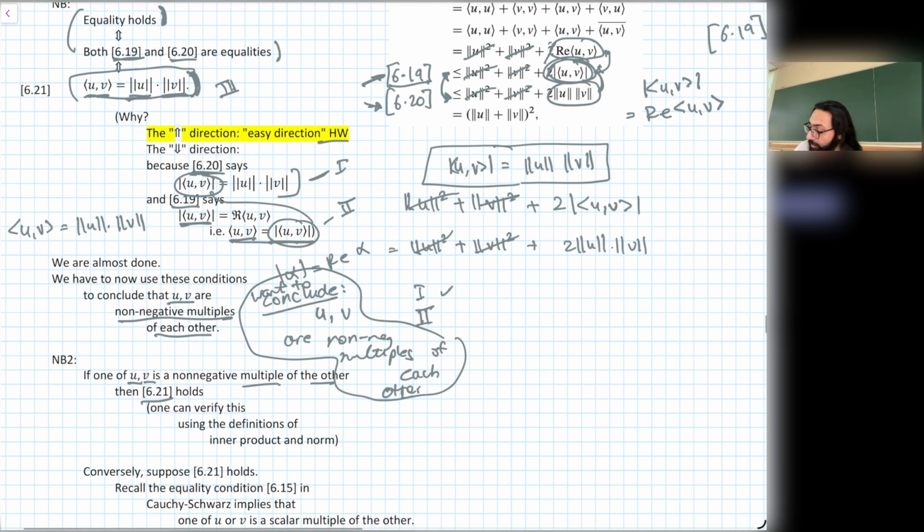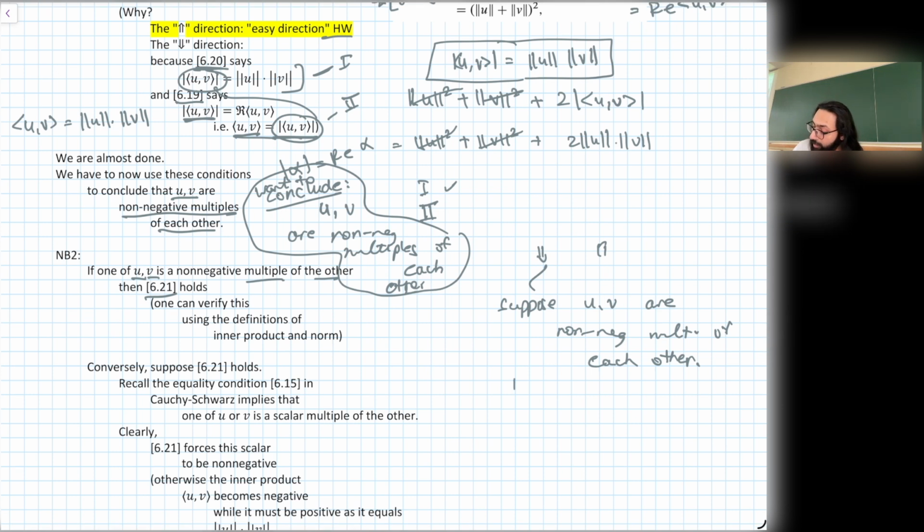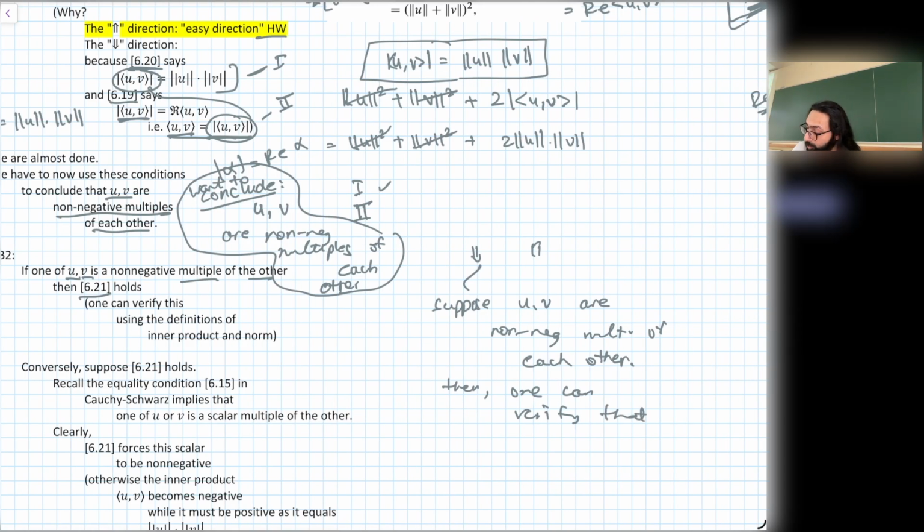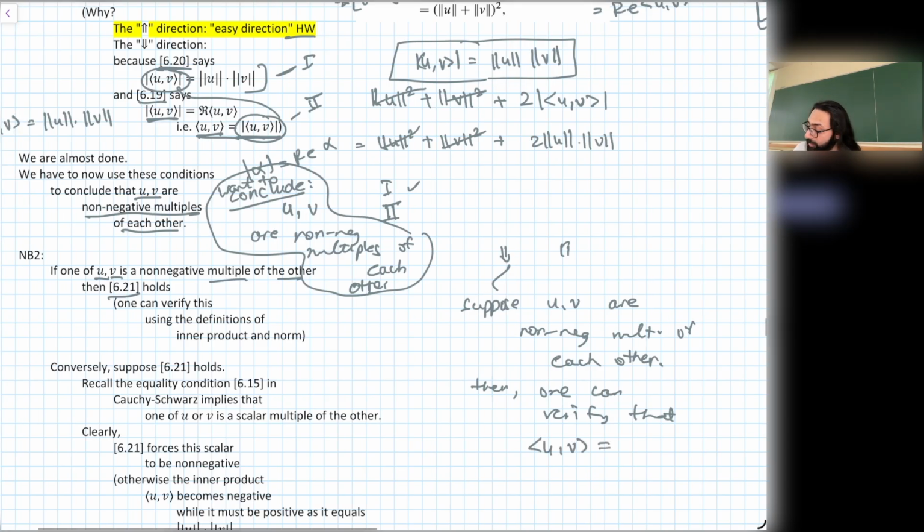So we are assuming, so we're going to do it in both directions, up and down. So for the first direction, we are saying suppose U and V are non-negative multiples of each other. Okay, so suppose this is the case, then one can verify that the inner product of U and V is going to be the same as the product of their norms.